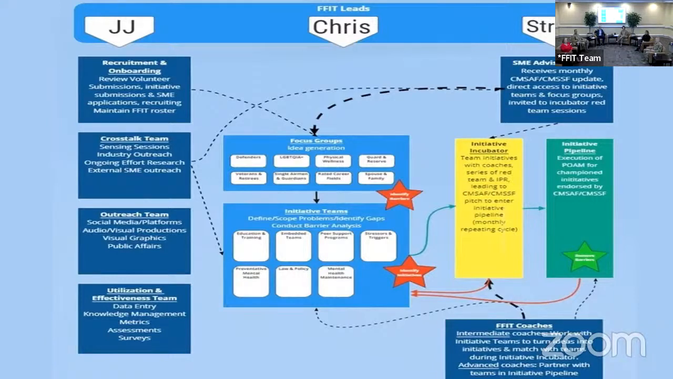What I want to bring your attention to is the yellow block, the Initiative Incubator, because what today is really a representation of the finale of our first month and our first cycle of that Initiative Incubator, which will repeat on a monthly cycle. We're going to reset in May and it'll start again in June.